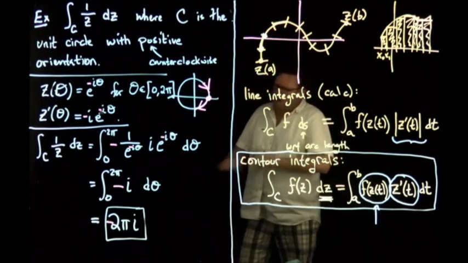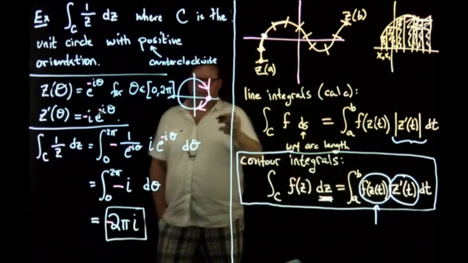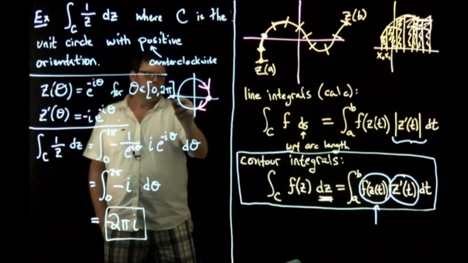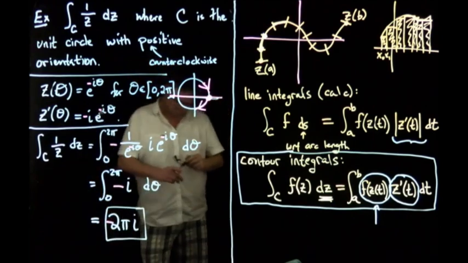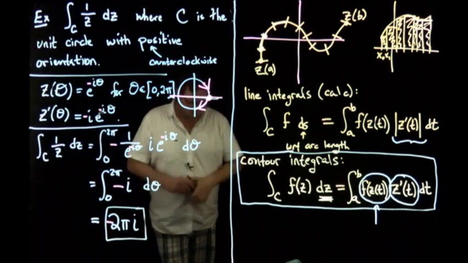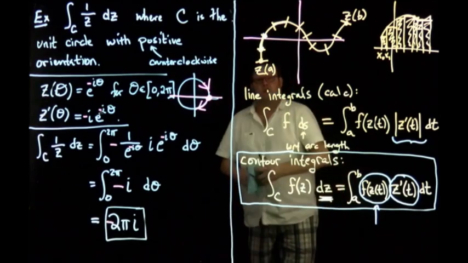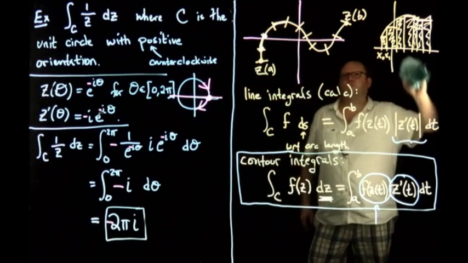Okay, what if instead of the entire circle, we just wanted to go from 1 to minus 1? So let me erase this board so we have some room to do this.